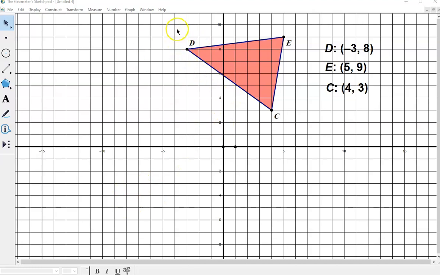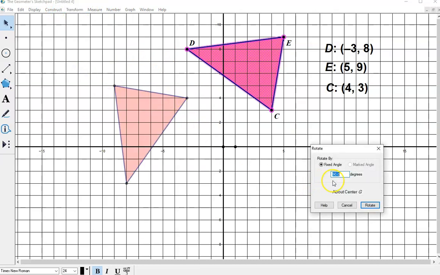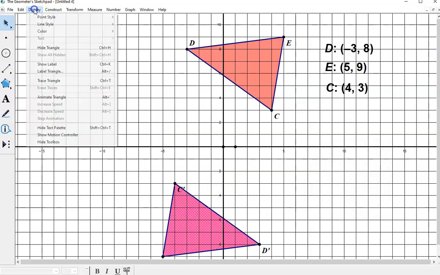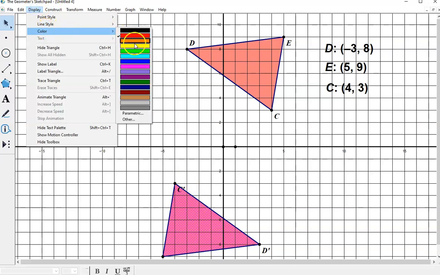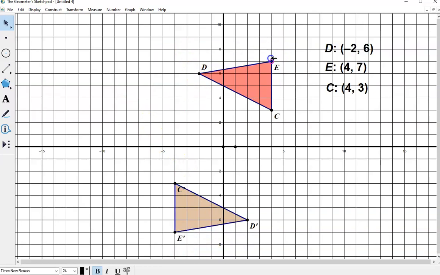All right, now that we're done the 90 rule, you know what's next, the 180 rule. So we have our triangle here. We should mark out our center of rotation. Let's select our guy here. And let's go to transform and rotate. This time we want to go 180 degrees. And here it is over here. Let's do a quick little color change to see image, pre-image. Let's do a brown or something. Let's make this a little smaller so he fits on our screen.